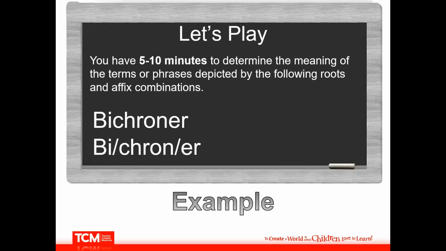And so because this is our example, let me go ahead and give you the meaning, and it means two-timer. And so if we look at our knowledge of word parts, we know that BI means two. We know that CHRON means time or order, and then when we add the suffix ER to CHRON, we get timer, and that gives us the phrase two-timer.